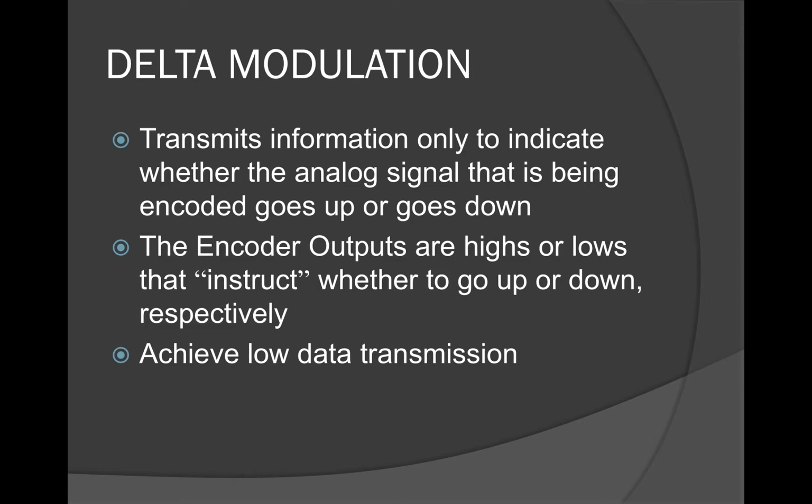The value of each bit is determined according to whether the input message sample amplitude has increased or decreased relative to the previous sample, so it transmits information only to indicate whether the analog signal that is being encoded goes up or goes down. The encoder outputs are highs or lows that instruct whether to go up or down, respectively. The signal can be decoded by a matched decoder on the receiver side in order to achieve data compression and therefore low data transmission rates.